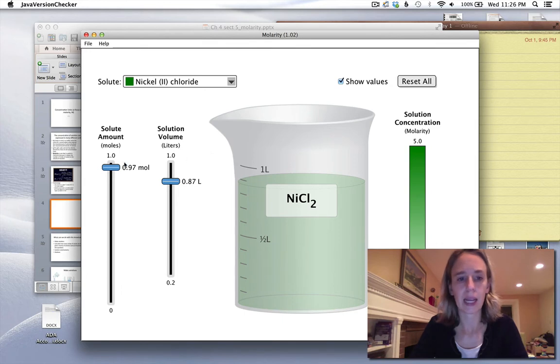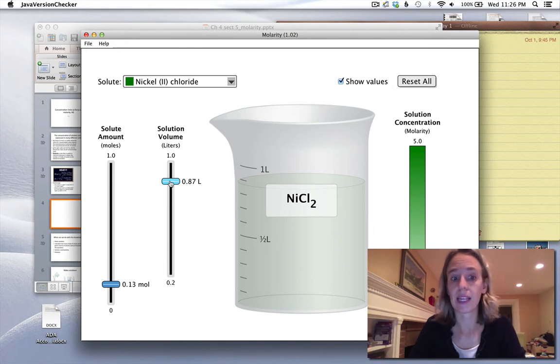So let me slide it back to only a relatively small amount of solute again. I can also make the concentration greater by having less water, by having less total solution volume. So if I have the same amount of solute, but I reduce the total volume, my solution will get more and more concentrated.